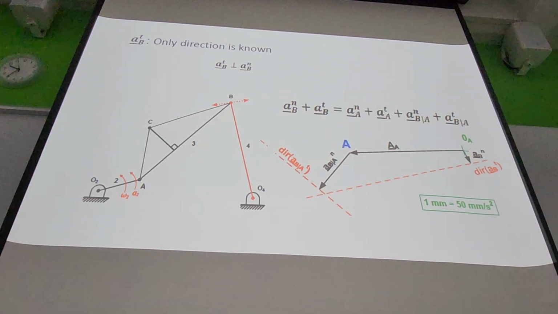Any questions here? I'll pause here for a minute. These two dotted lines, or construction lines, are the directions of BA tangent and B tangent. And we are plotting this acceleration polygon as per the relative acceleration equation. Any questions?